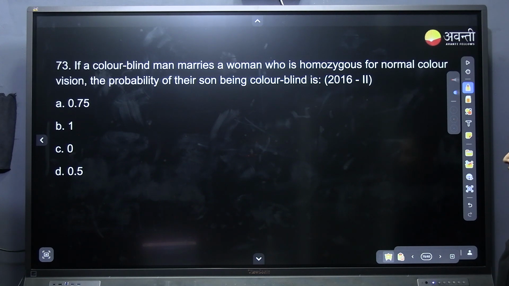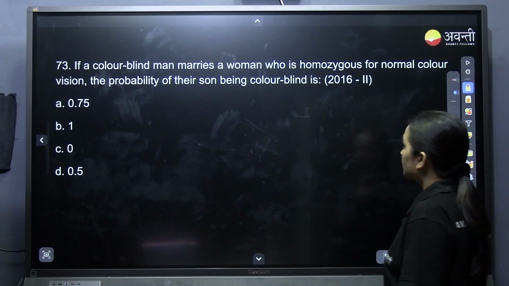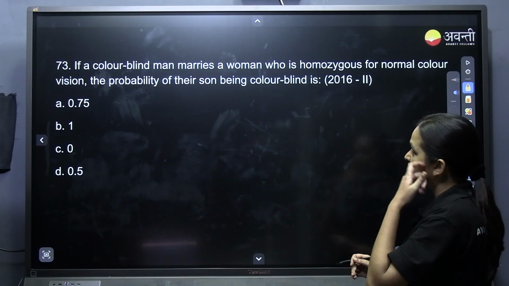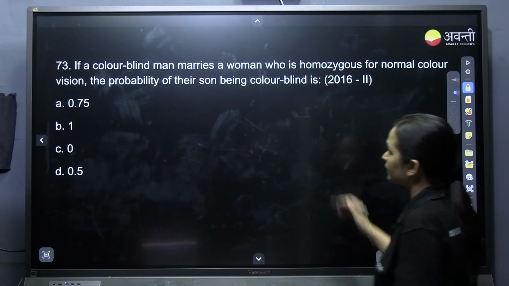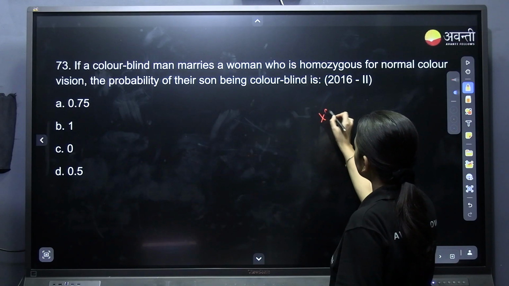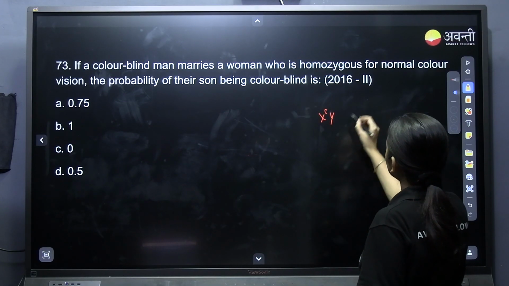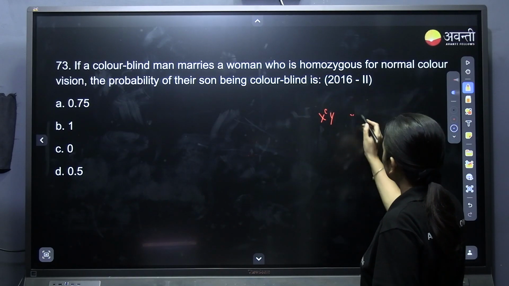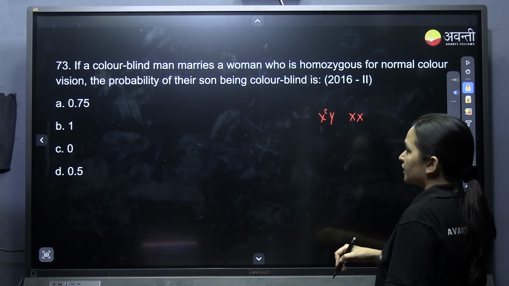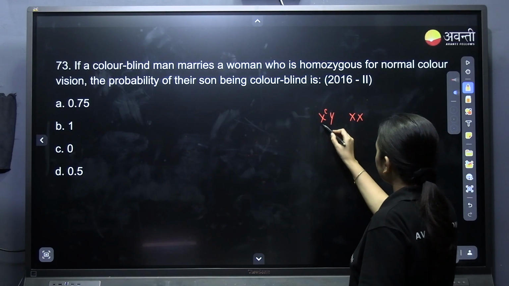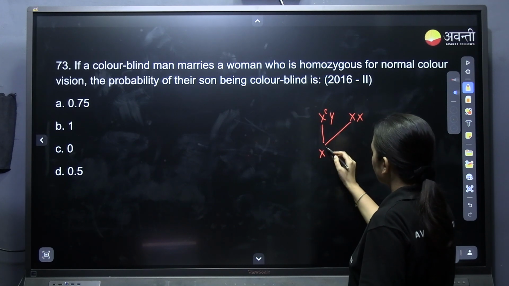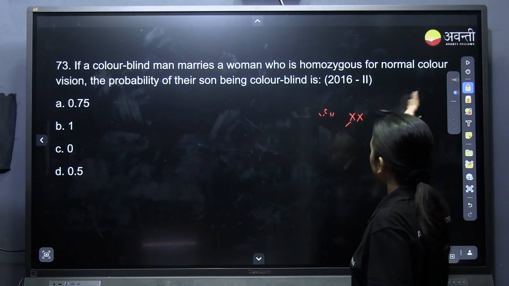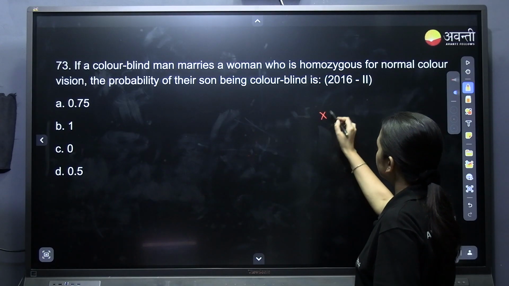If a colorblind man marries a woman who is homozygous for normal color vision, the probability of their son being colorblind is, tell me. A colorblind man marries a woman who is homozygous for normal color vision, which means she doesn't have any condition. She is normal. The son being colorblind, tell me. We want only the son. Option C.